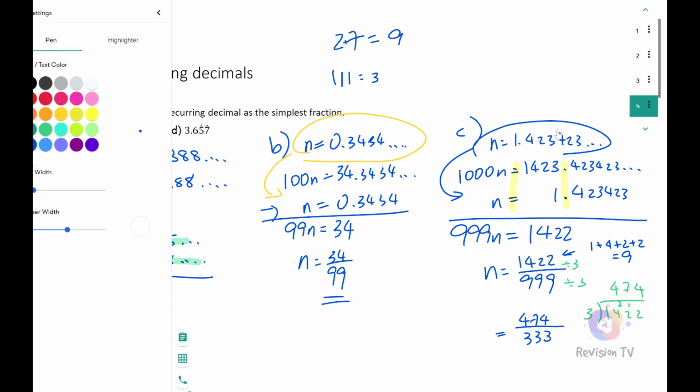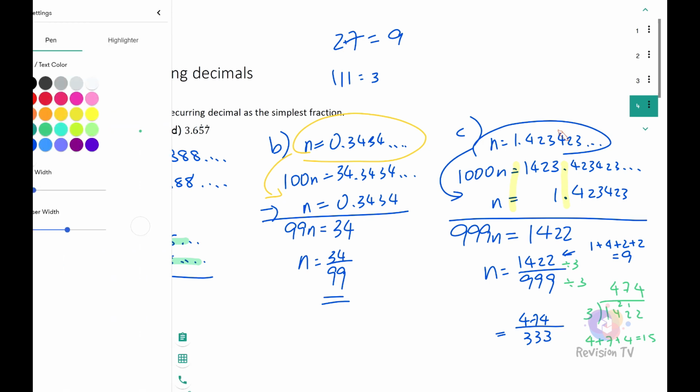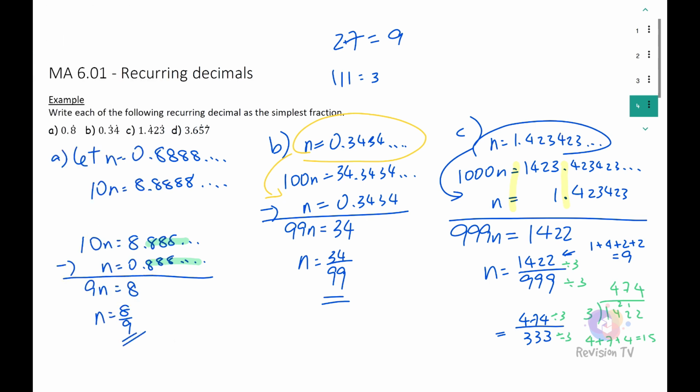So 474, so 4 plus 7 plus 4, 11 plus 4 is 15. 15 is divisible by 3. Therefore, you can simplify again. So you have to divide by 3 again. So you get 1, remainder 117. So that'll be 5, remainder 2, 8 over 11, 111.